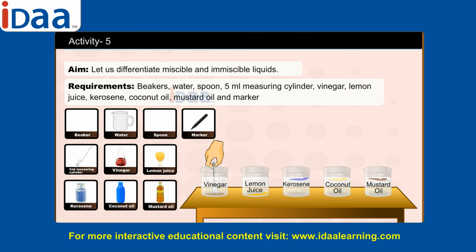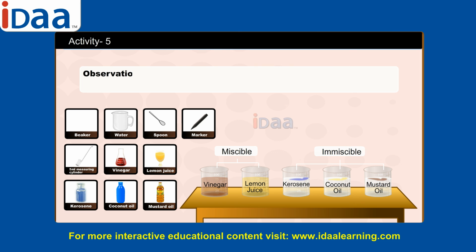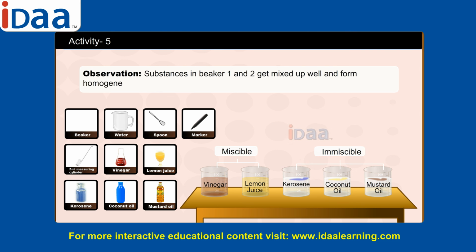Stir in each beaker for 5 minutes. Let the beakers remain idle for 10 minutes. Observation: substances in beaker 1 and 2 get mixed up well and form a homogeneous solution. These liquids are miscible. Beakers 3, 4 and 5 form separate layers and therefore are immiscible.